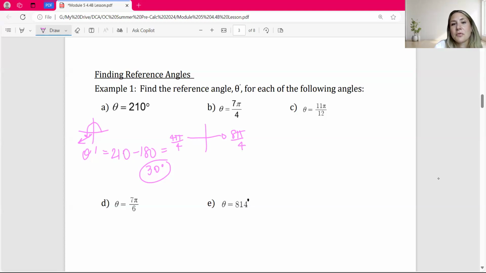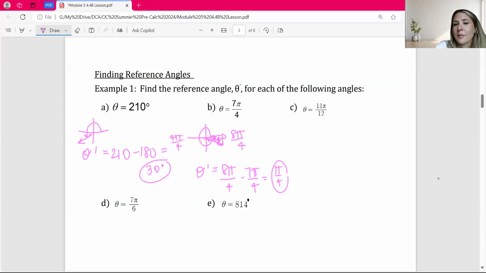Well, 7 pi over 4 is going to be right before 8 pi over 4. So here's my initial side, and my terminal side stops right before it gets to 8 pi over 4 because we're at 7 pi over 4. And so now I know my reference angle. I'm going to subtract 8 pi over 4 minus 7 pi over 4 to get my reference angle of pi over 4. This would be the piece that represents my reference angle, pi over 4.